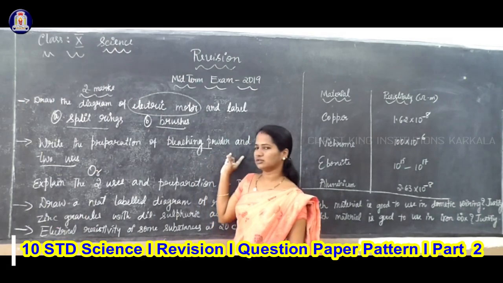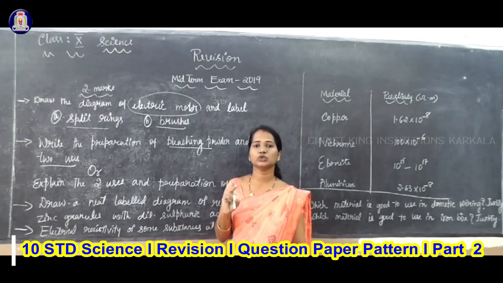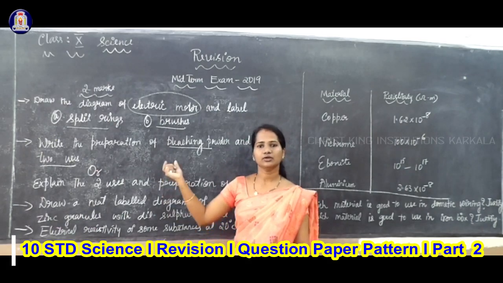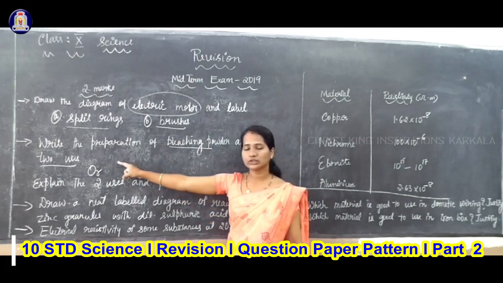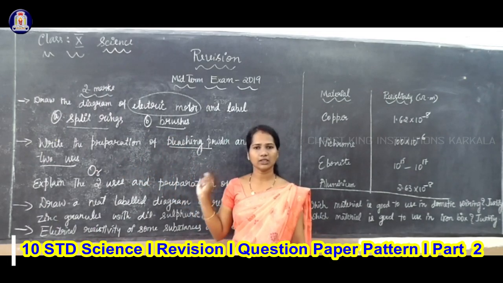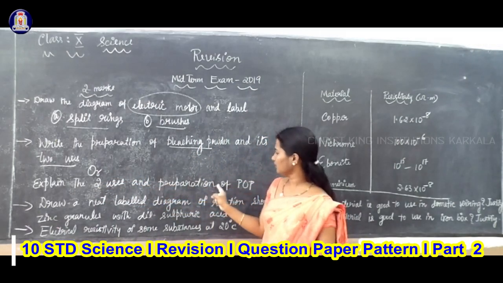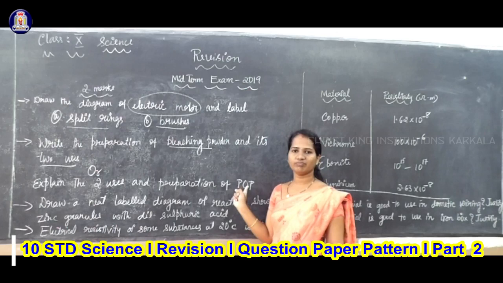2 uses, for 2 uses, half and half. Half mark for each use. You will get the 2 marks altogether. 2 uses you have to write: uses of bleaching powder, number 1, number 2. Any 2 uses. Or explain the 2 uses and preparation of POP, plaster of Paris.